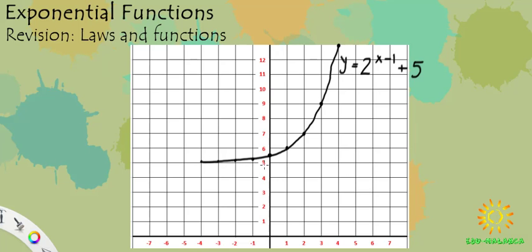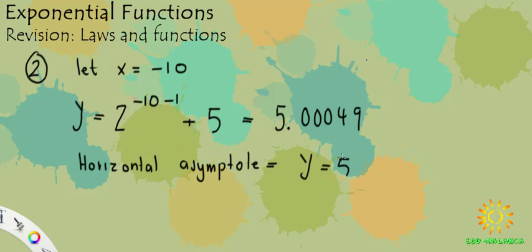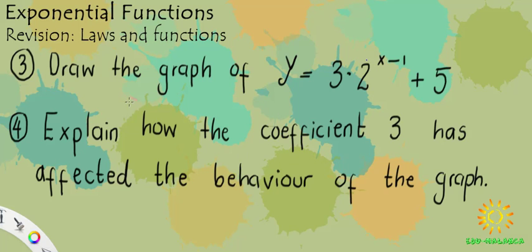The function is drawn above the line y is equal to 5, and so the horizontal asymptote is equal to y is equal to 5. This is the line that represents our horizontal asymptote. So we've now answered the second question. Let's move to the third question.